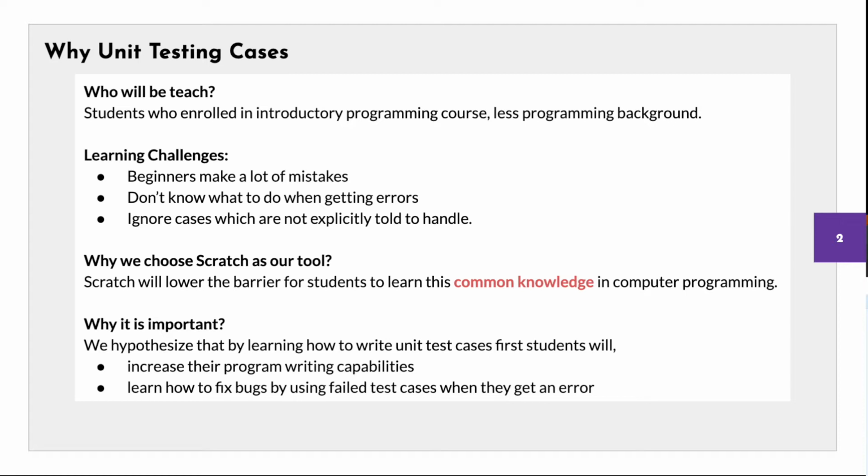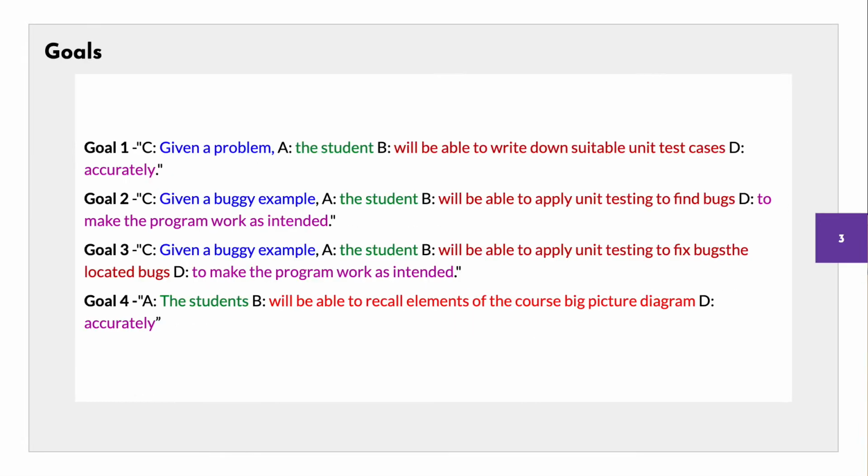We started from the point that we will teach students how to debug, but later realized that it is too broad of a goal. So based on our empirical and theoretical CTA, we finally changed our focus to test-driven development and narrow it down to unit testing. We hypothesize that by learning how to write unit testing cases, students will increase their program writing abilities and learn how to fix bugs by using failed test cases.